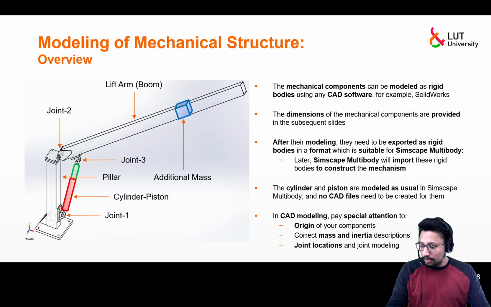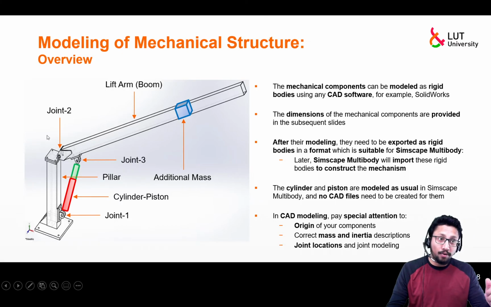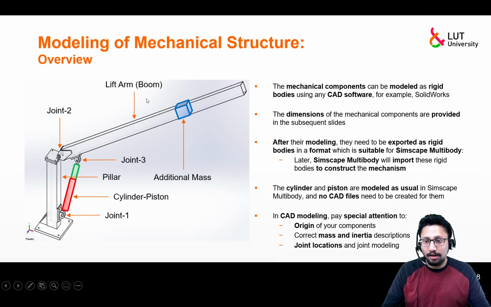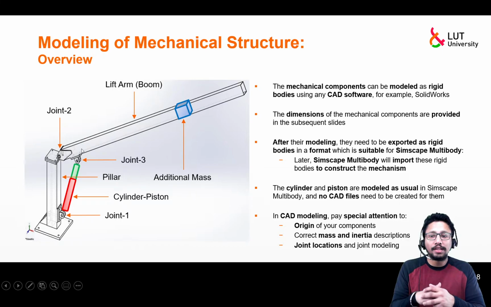Then another thing that needs to be taken care of is the origin of all your components. Whenever you model anything in SolidWorks, you need to be very careful before exporting about where the origin of your body is, because if you mess up the coordinate system there, you might not end up with the correct alignment for all the bodies. And we need you to model these advanced geometries because we need the correct estimation of mass and inertia properties.